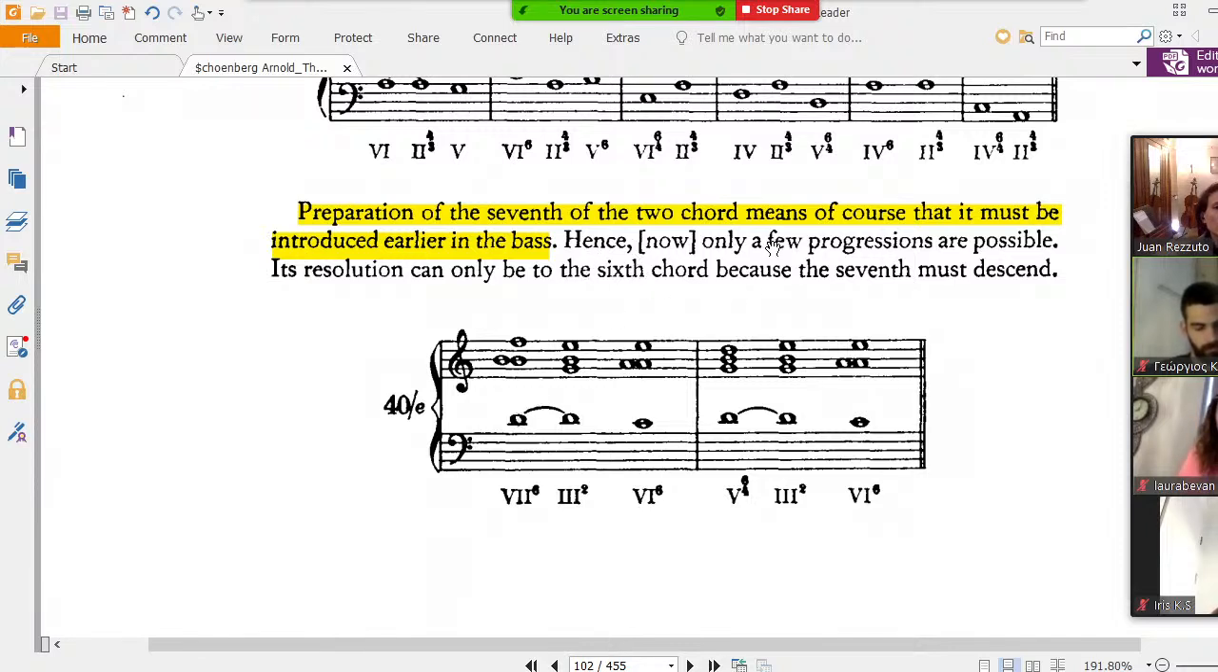So hence, only a few progressions are possible. Its resolution can only be to the sixth chord because the seventh must descend. Now, you don't need to study all the examples by heart. If you know that the seventh descends into a third of the chord, naturally the next chord is going to be a sixth chord because the third is going to be on the bass.